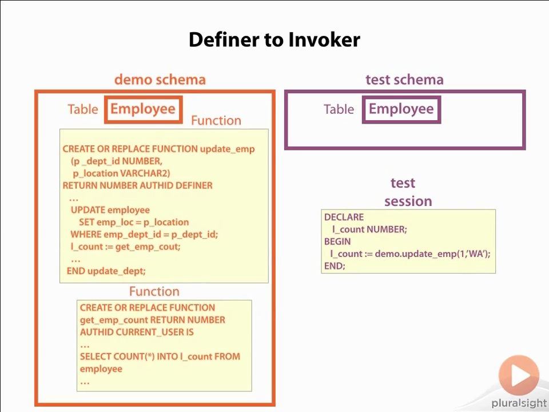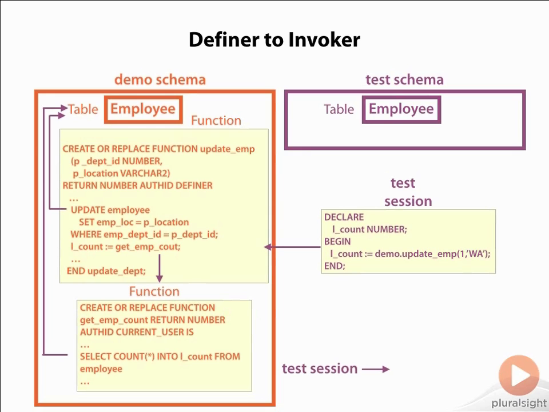But say we have a test session which calls the demo.updateEMP function, which is definer's write. So inside the update EMP function, the call to update employee will resolve to the employee table of the definer, which is demo. Then the update EMP function calls getEMPCount, which is invoker's write, but since it is invoked from a definer's write subprogram, it will run under the privileges of the definer, and external references to the employee table inside it will get resolved to the employee table in the demo schema.